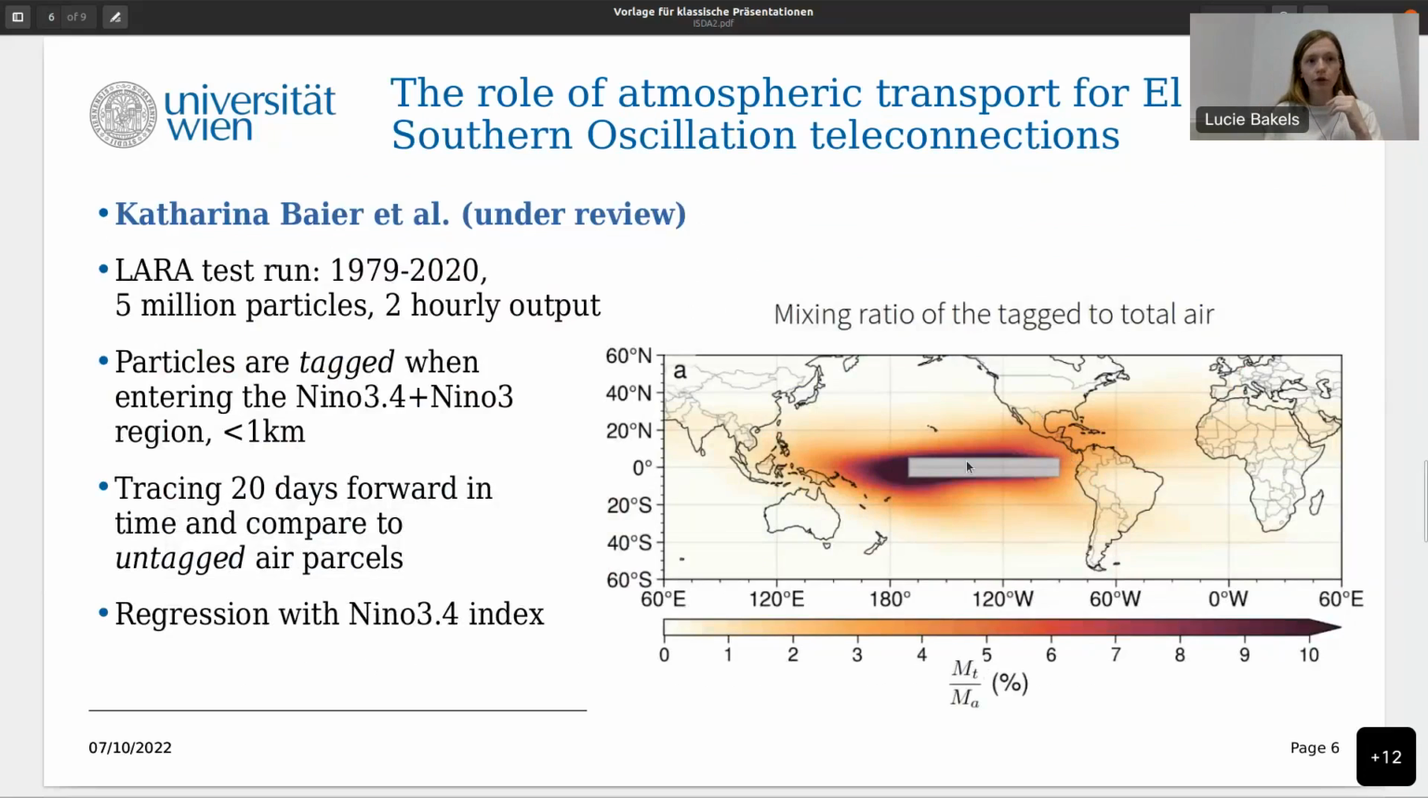So here the gray box in the plot shows the region where particles are selected from, and the colors show the tagged to total air mixing ratio. So the darker the color, the higher the percentage of tagged air. So you can exactly link air from the selection region back to the tropical Pacific. Even far away, you can trace it back to the tropical Pacific.